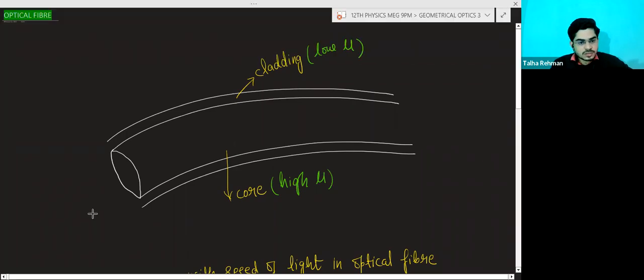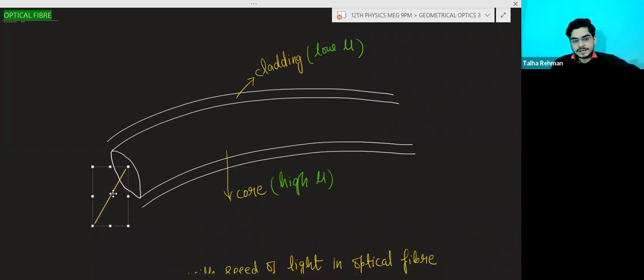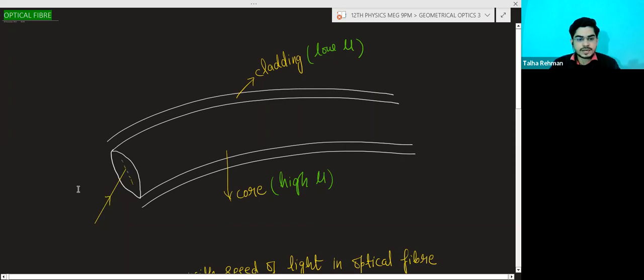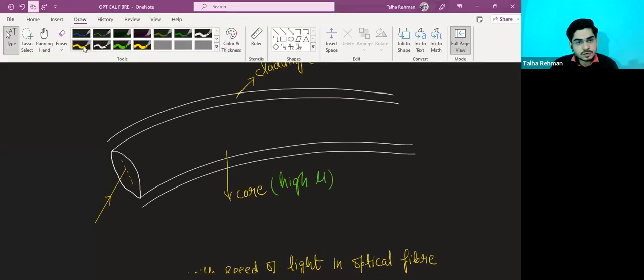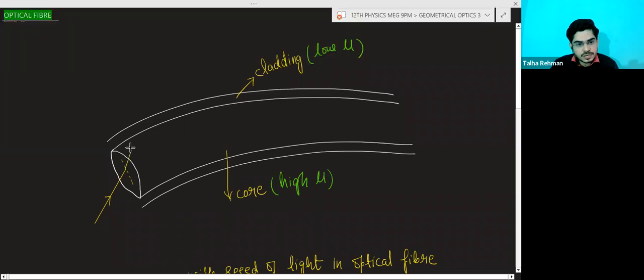How? Suppose the ray of light is going like this, entering into the optical fiber. Here will be the air or any other medium. So this is the rarer medium as compared to the medium here. So the light is going from rarer to denser, so it will bend towards the normal. So here the light ray will bend towards the normal.